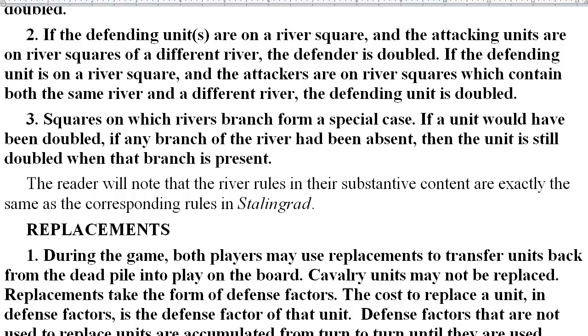Sometimes this looks as though it would get a bit complicated, but there is a simple rule for clarifying things. This comes up in particular if you have rivers coming together or branching. If a unit would have been doubled if one of the branches of the rivers was not there, the unit is not undoubled by adding a river to the board. And that's the simple check if you've got some complicated situation. Imagine the situation if one of the river branches was not there. If the defender is still doubled under that condition, adding the river branch does not undouble the defender.